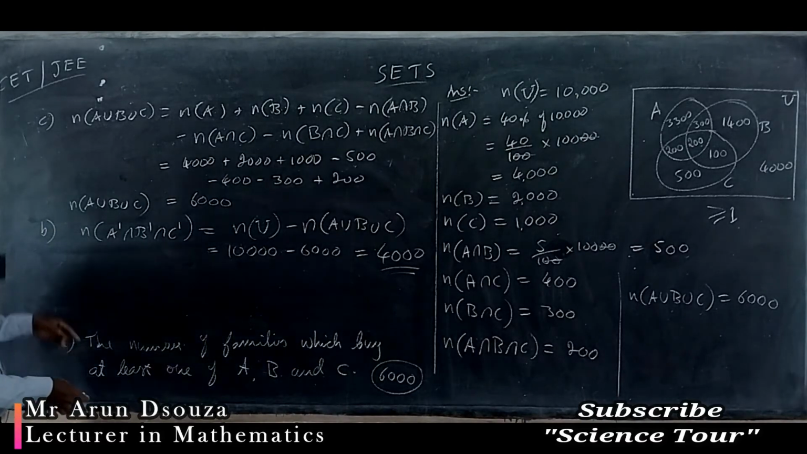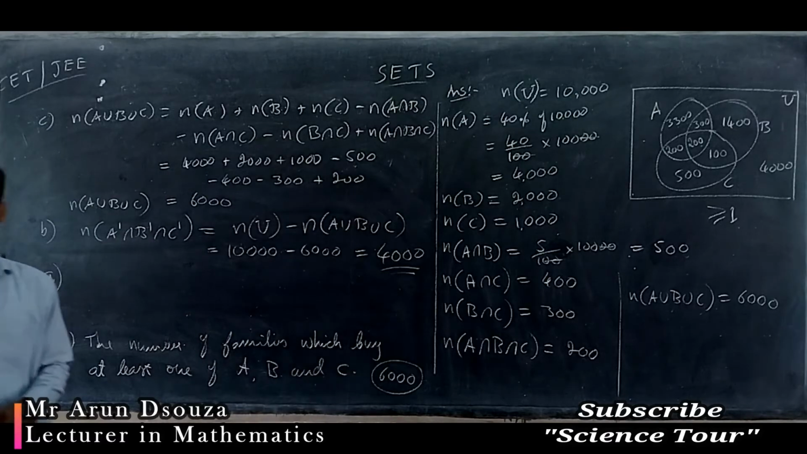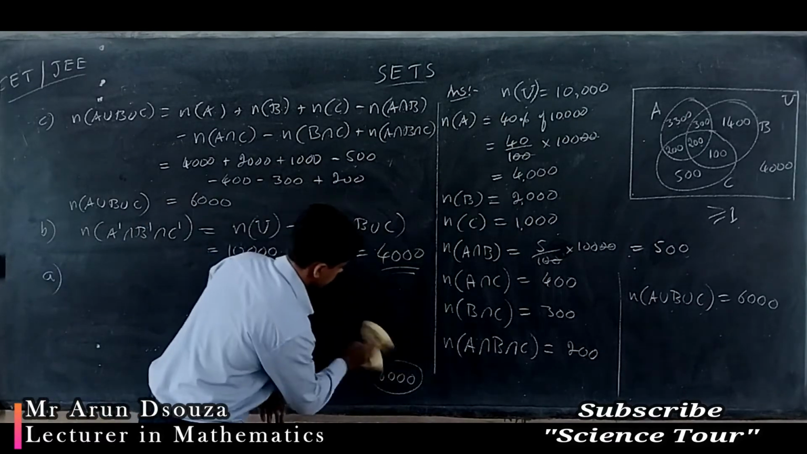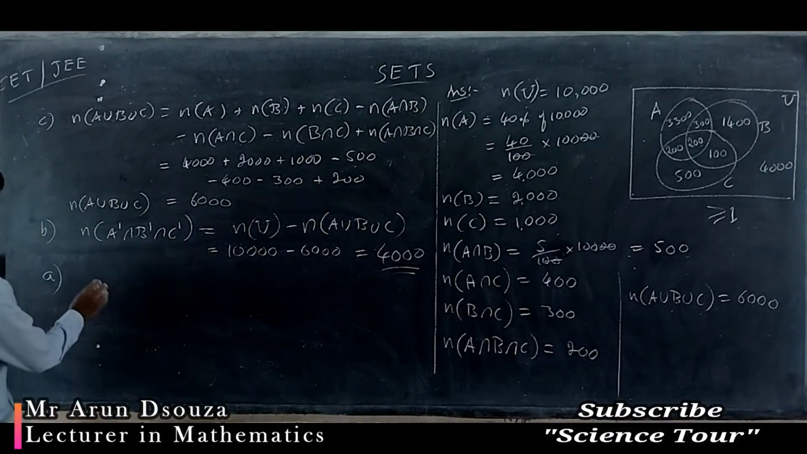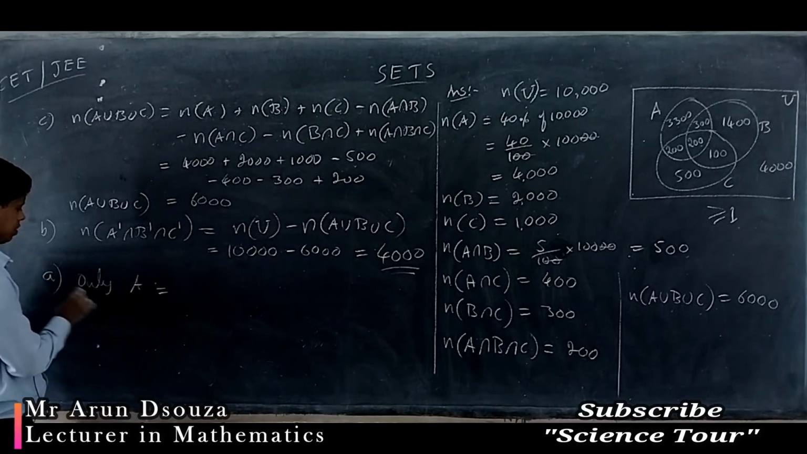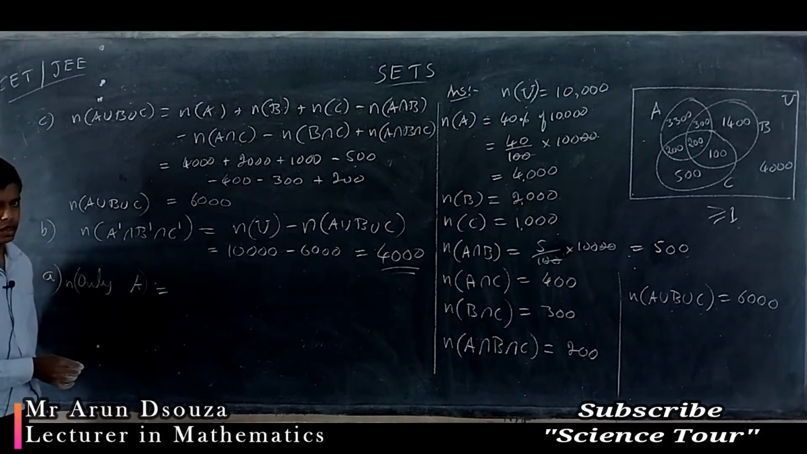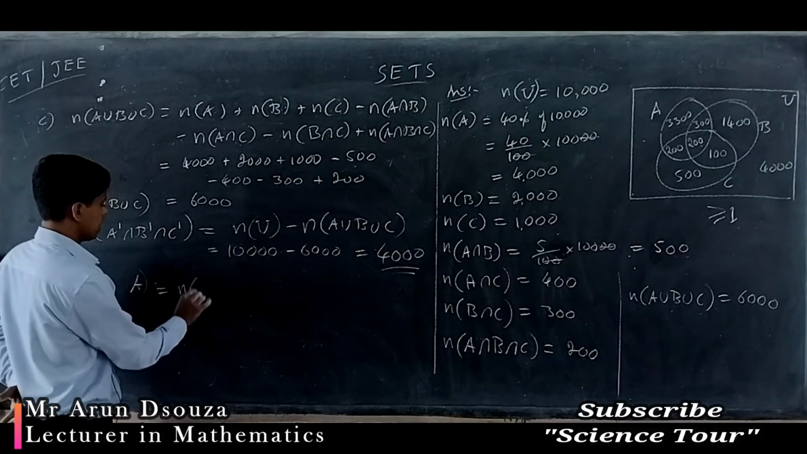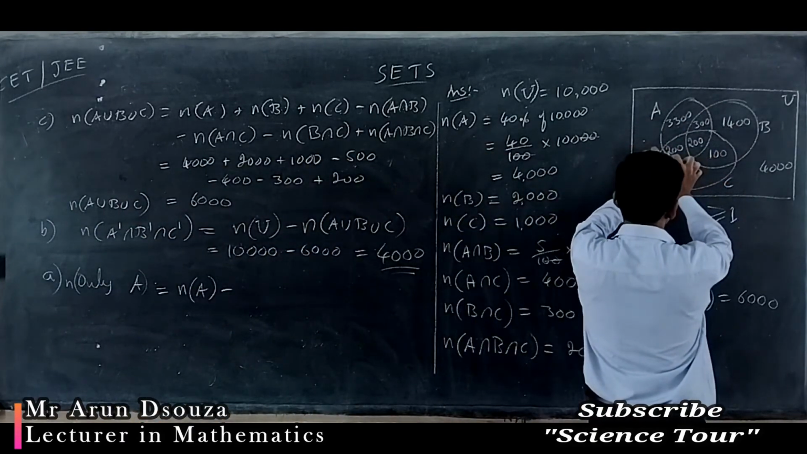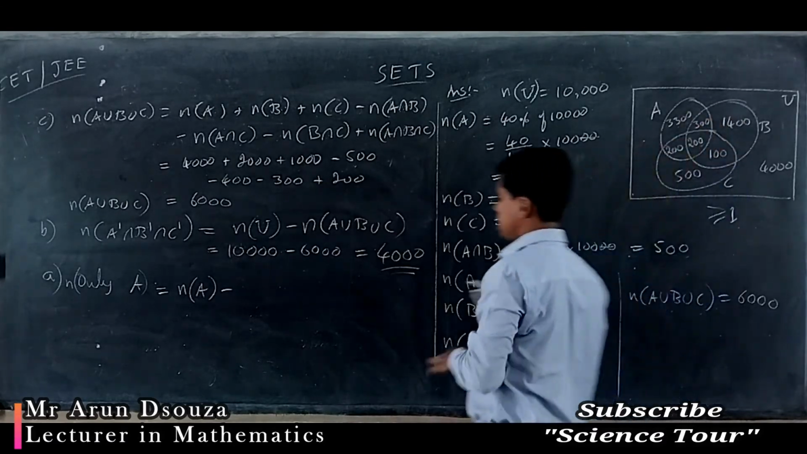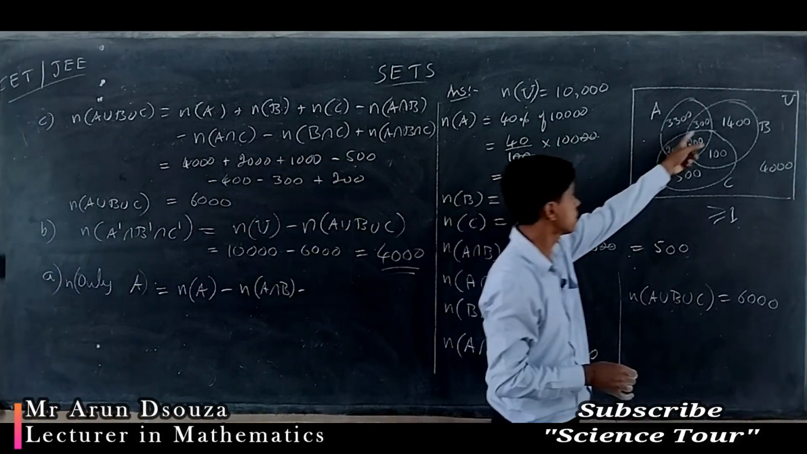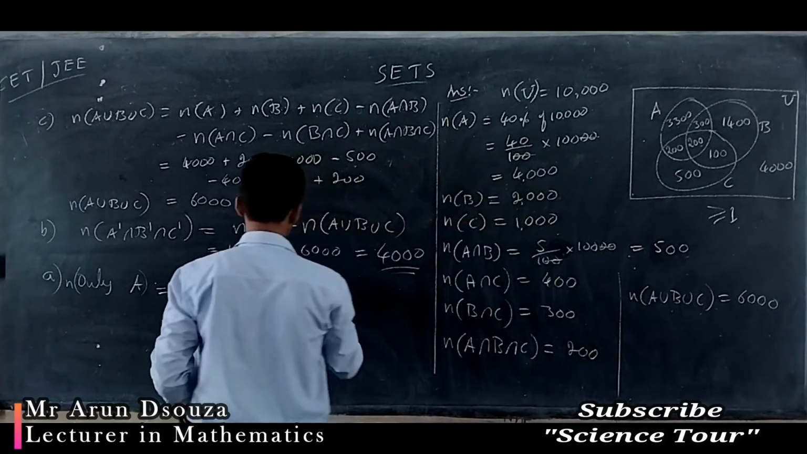Now coming to the first question. So what was the first question? Only A. So what is only A? Alright. So only A is nothing but number of elements in only A. So that is n of A minus, understand, n of A. From this, what you need to subtract? A intersection B, and you have to subtract this region also, that is A intersection C.